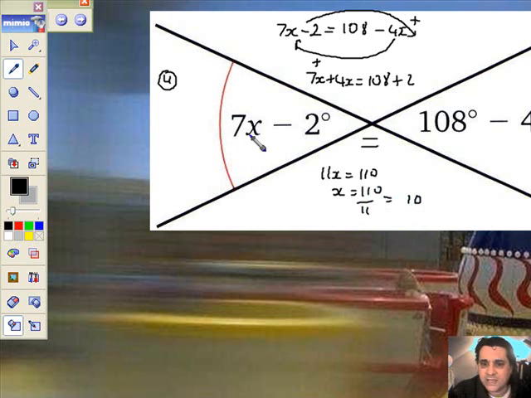So if I wanted to say 7 times 10 is 70, take away 2, 68, that would be 68 degrees. And of course I can prove that the opposite side will also be 68. You just want to find x anyway.